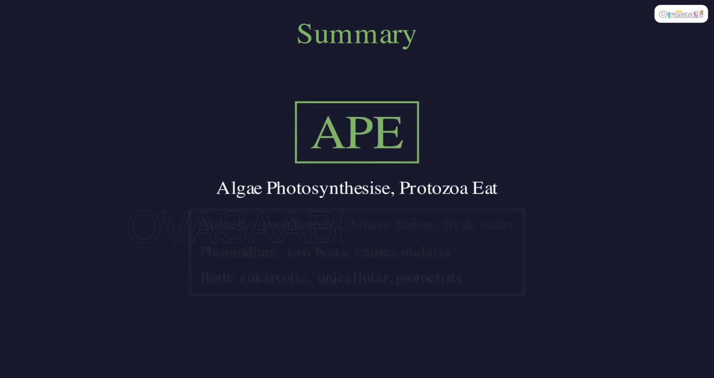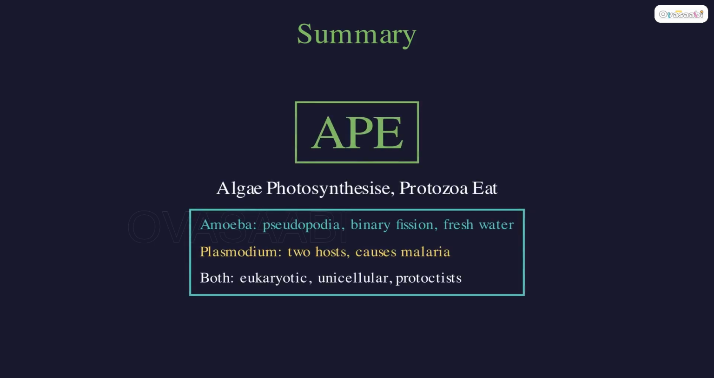Remember AP: algae photosynthesize, protozoa eat. Amoeba feeds by pseudopodia and divides by fission. Plasmodium needs two hosts and causes malaria. You've got this.